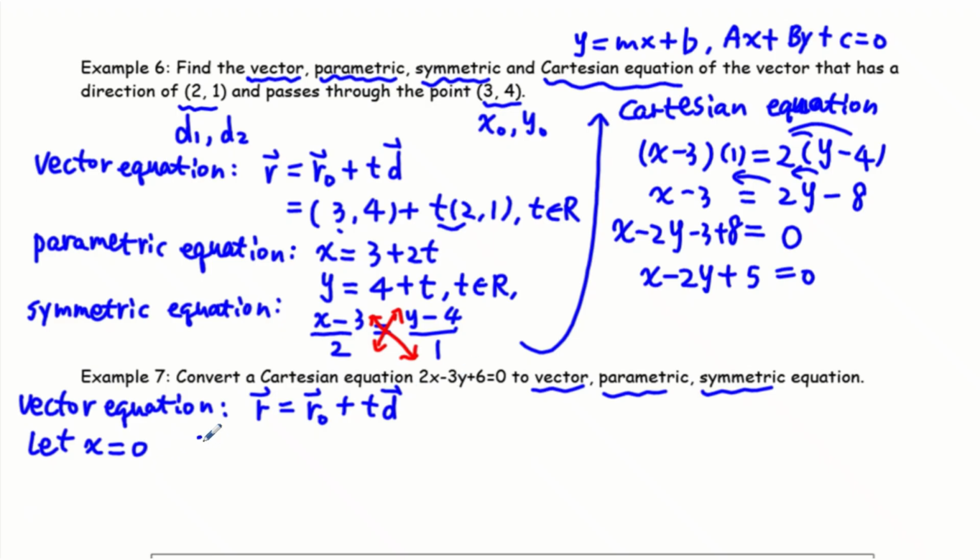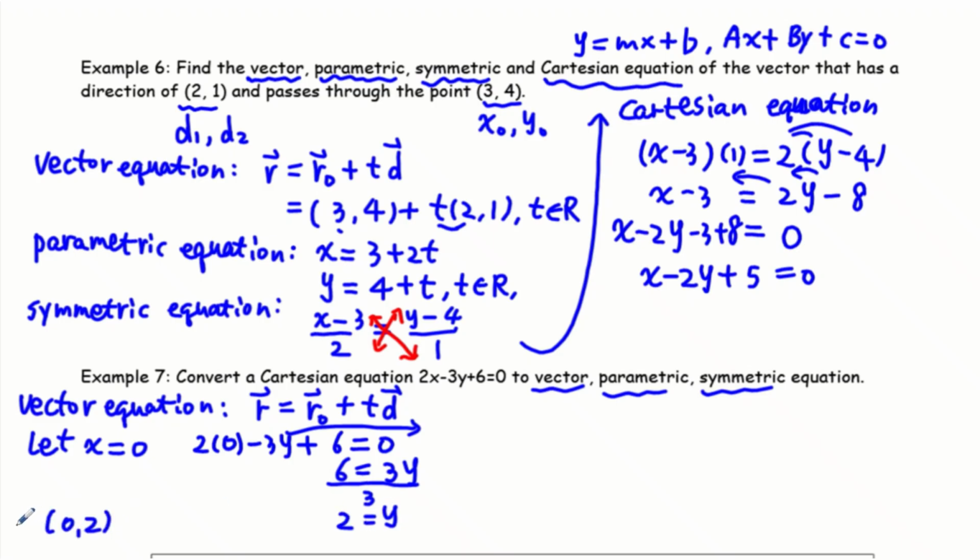We have 2 times 0 minus 3y plus 6 equals 0. Then we could move the minus 3y to the other side. It's positive 3y. 2 times 0 is 0, 0 plus 6 is 6. Then solve for y. We have y equals 2. So we have 1 point. This is our first point, R0.